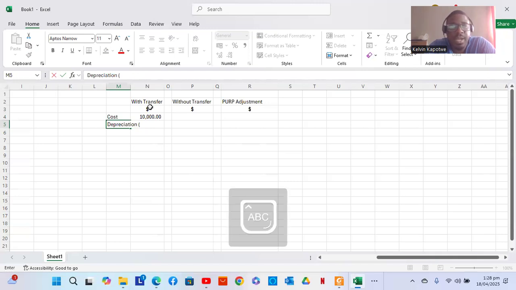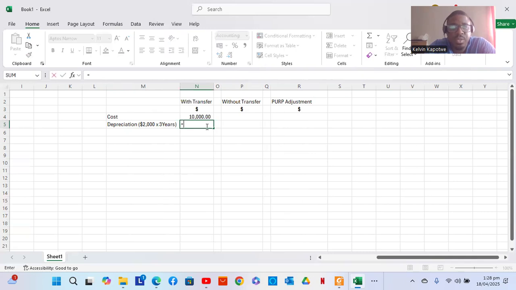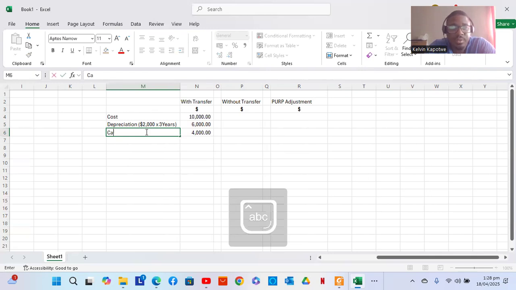So we've had this asset, we've depreciated it for 3 years. So it's basically $2,000 multiplied by 3 years. Okay, all right. So that will be my depreciation charge there. So my depreciation charge is basically going to be $6,000. So meaning my carrying amount, had the transaction not gone through, would be $4,000. This will be my carrying amount of this asset.